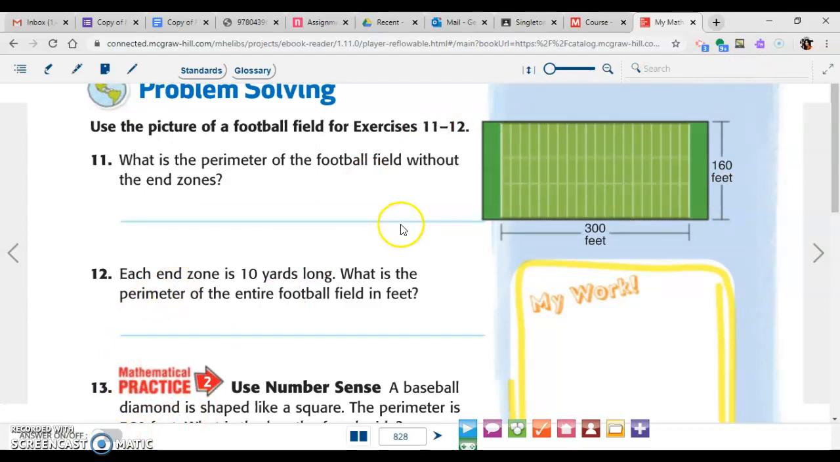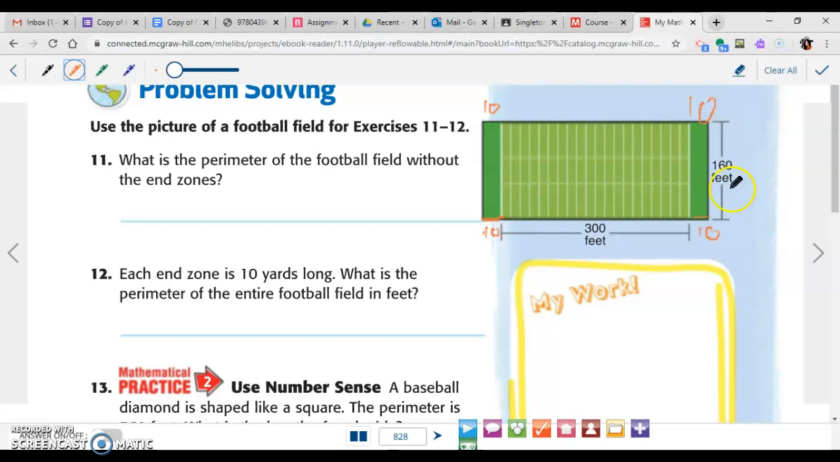Each end zone is 10 yards long. Extra 10 right there in the end zone. What is the perimeter of the entire football field in feet? So you have to add a little bit longer onto both sides. So this is 300. This is an extra 10. And this is an extra 10. This is an extra 10. And these are really bad little pens. Okay, wow, looks like I can't do anything. Okay, so extra 10, extra 10, extra 10, extra 10.